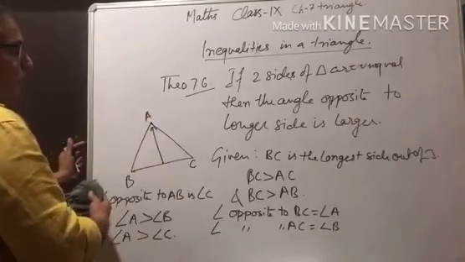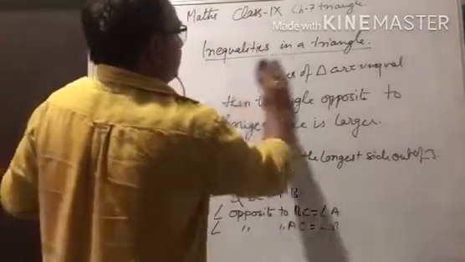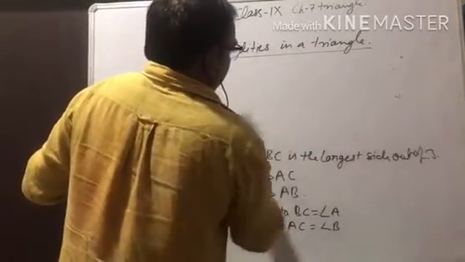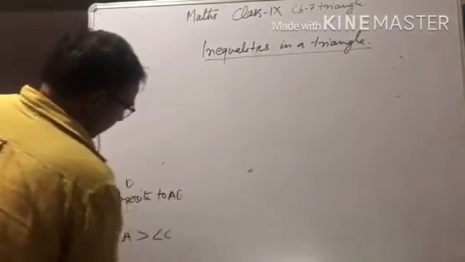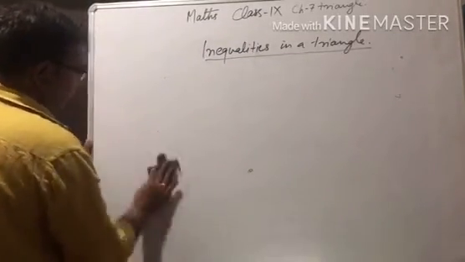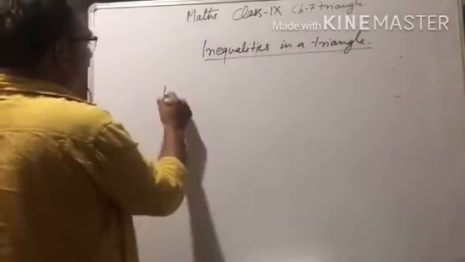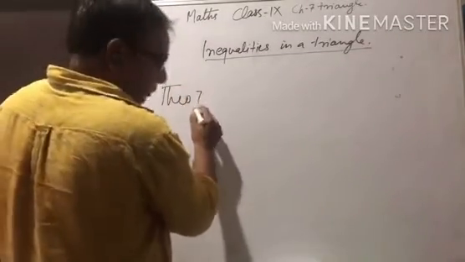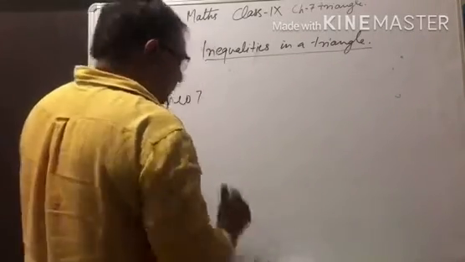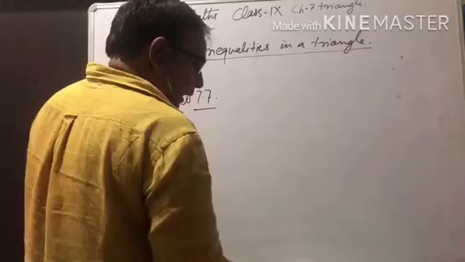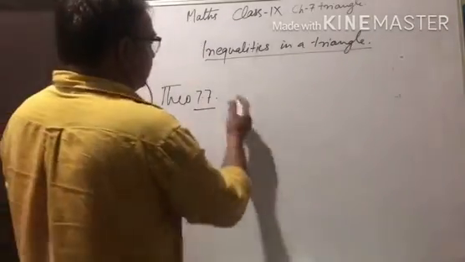Now the next theorem, 7.7. This is also based on the inequality of a triangle, and we already read that theorem before in the junior classes. Theorem 7.7. In any triangle, the side opposite to the larger angle is longer.